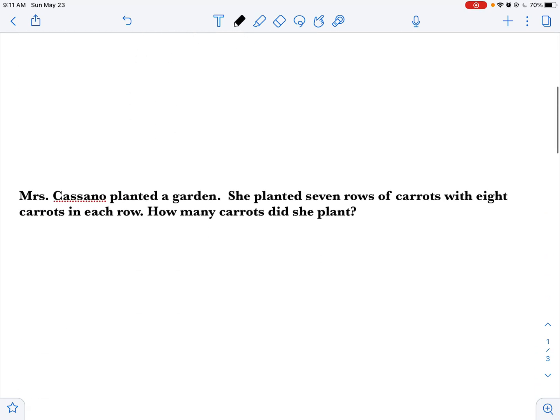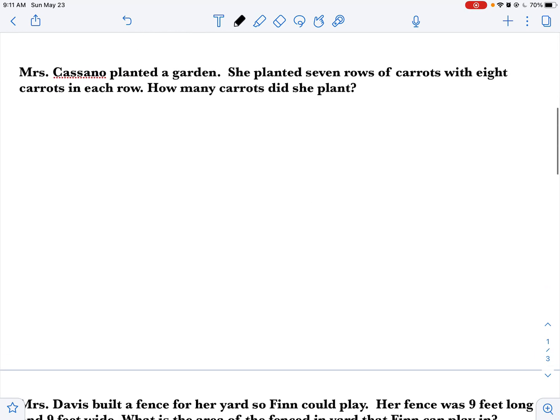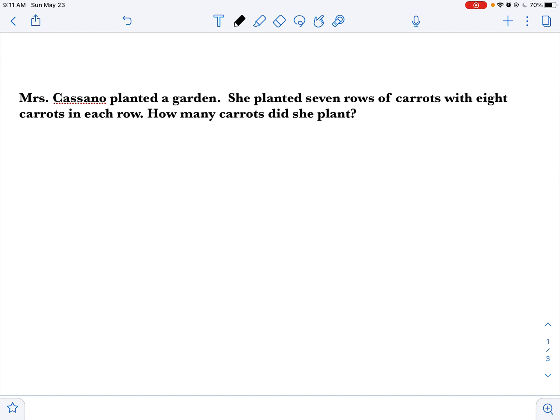Those types of questions. Here's another type of question that has to do with rows and columns. Mrs. Casano planted a garden. She planted 7 rows of carrots with 8 carrots in each row. How many carrots did she plant? All right, so in this case, we've got 7 rows with 8 in each row, so our problem is going to be 7 times 8.